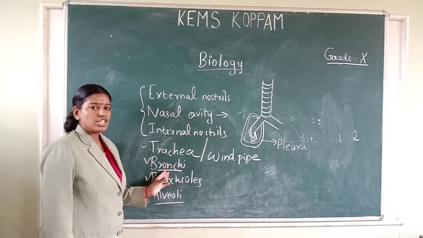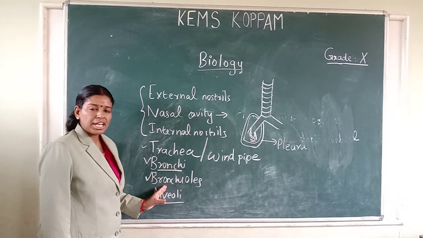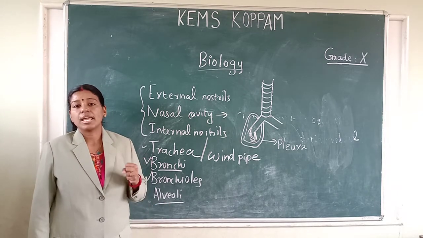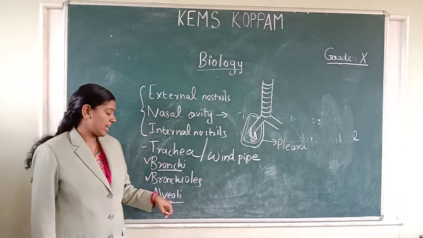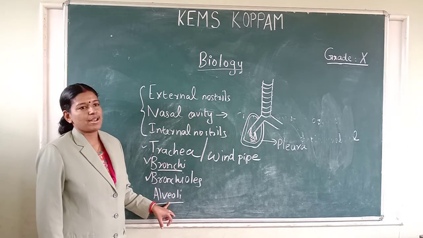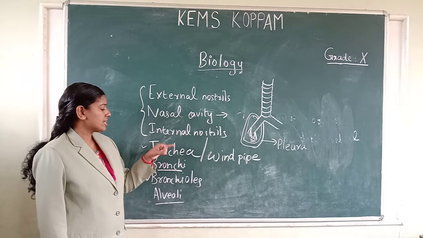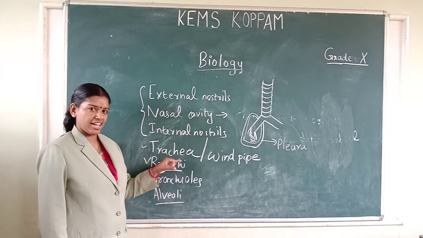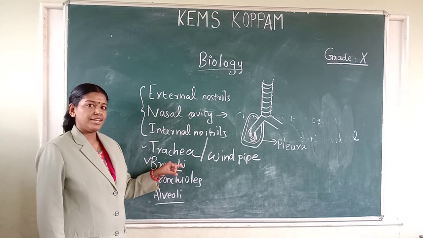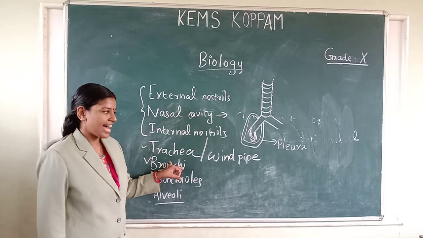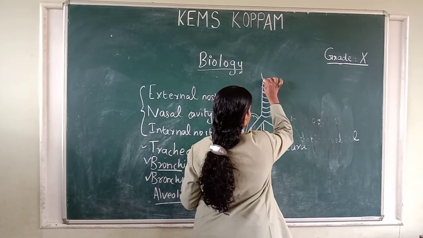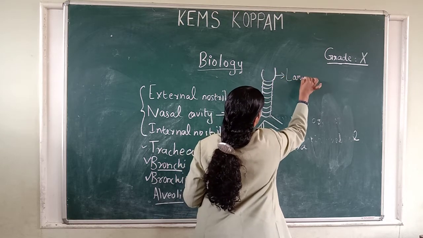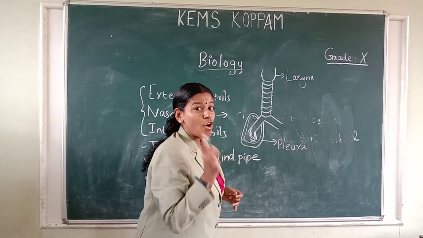Again the trachea branches into bronchi. Bronchi again to finer branches, bronchioles, and at the end a bunch of grape-like structures, balloon-like structures where exchange of gases takes place called as alveoli. Now there is a part at the uppermost portion of trachea, a large portion which is called as larynx. Here an enlarged portion is there, it's called as larynx or voice box.